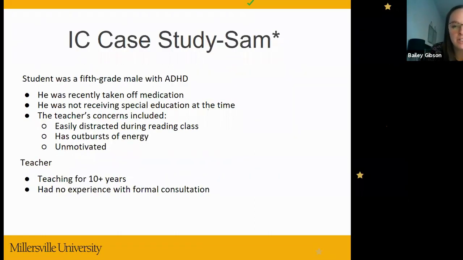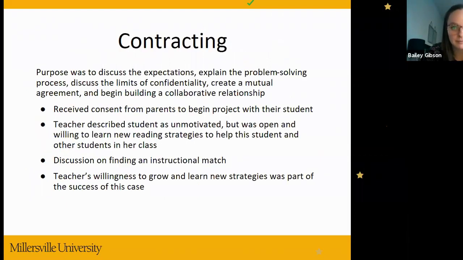The teacher had been teaching for more than 10 years, but she had never had any formal consultation. In fact, she wasn't aware that a school psychologist could help her in her classroom on an academic level. So we went through the typical steps of contracting. We discussed the expectations. We went through the problem-solving process just so she knew what that was going to look like. We discussed the limits of confidentiality, and we created a mutual agreement and a collaborative relationship.